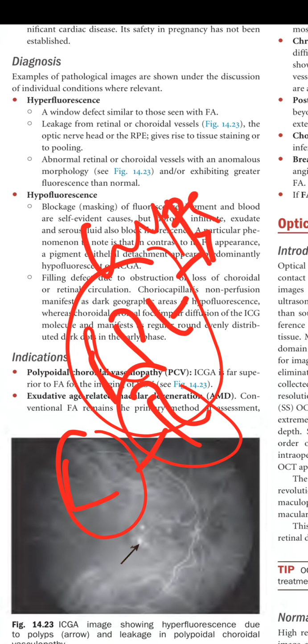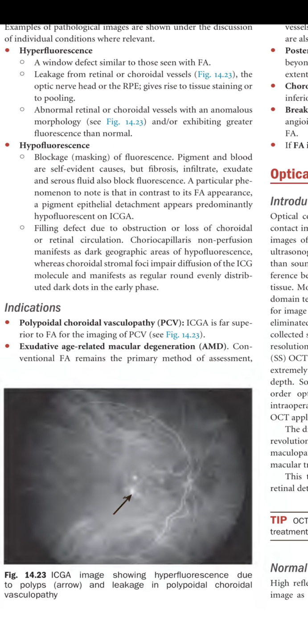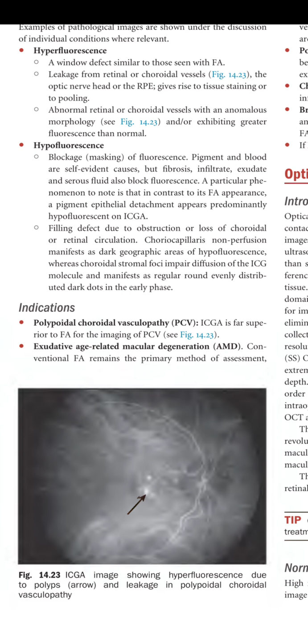Abnormal retinal or choroidal vessels with an anomalous morphology and/or exhibiting greater fluorescence than normal can also give rise to hyperfluorescence. Then hypofluorescence occurs because of blockage or masking of the fluorescence. Pigment and blood are self-evident causes, but fibrosis, infiltrate, exudates, and serous fluid also block fluorescence. So such lesions can block fluorescence like pigment, blood, fibrosis, infiltrate, exudate, and serous fluid.